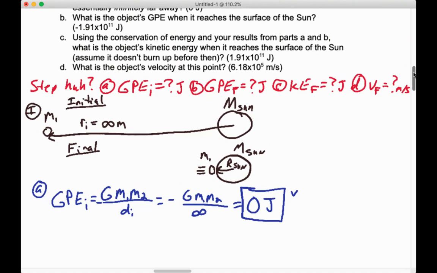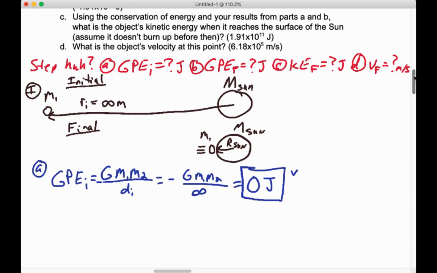So part B. We need to figure out what is the object's GPE when it reaches the surface of the sun. So this is going to be our final. Let's go with GPE final is equal to minus, I remember this time, big G, mass 1, mass 2 over distance final.